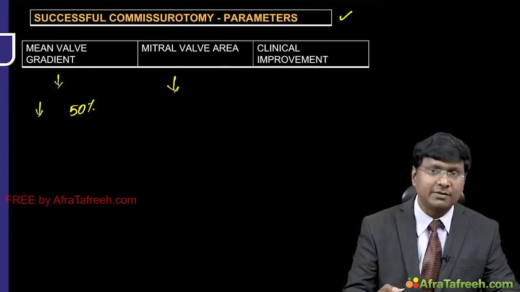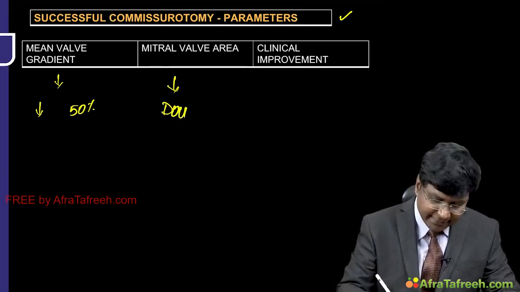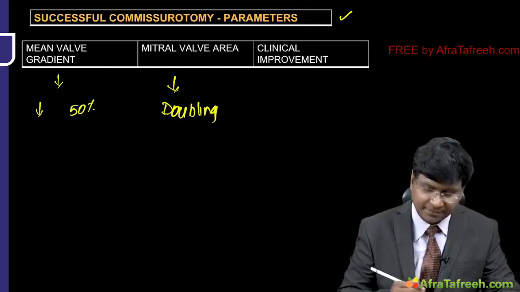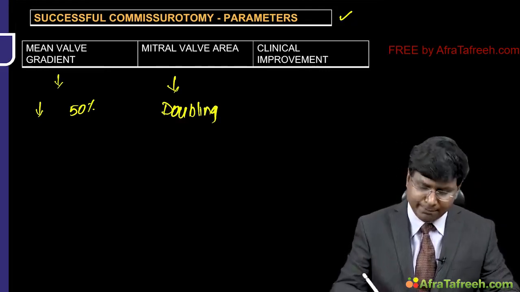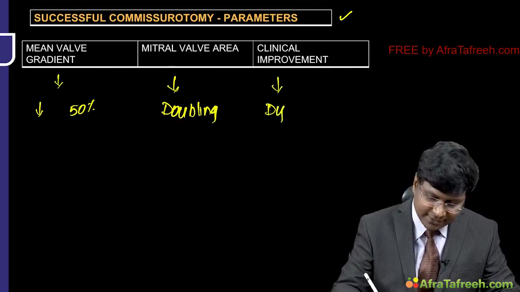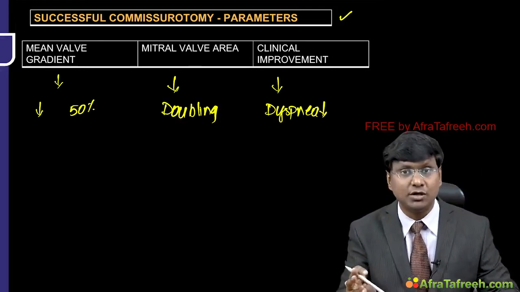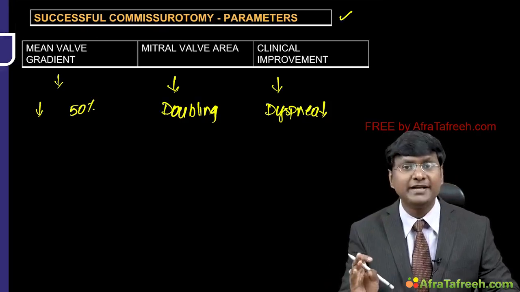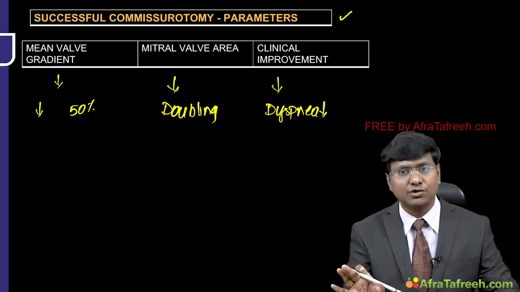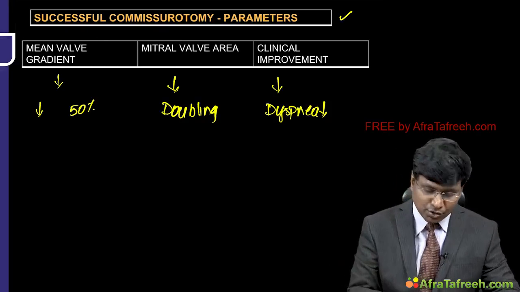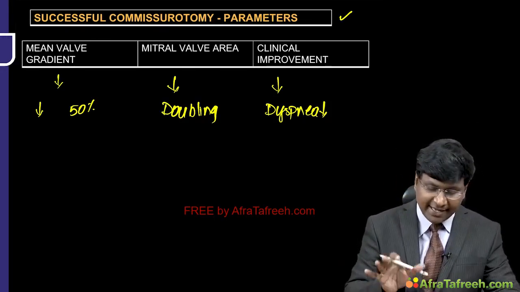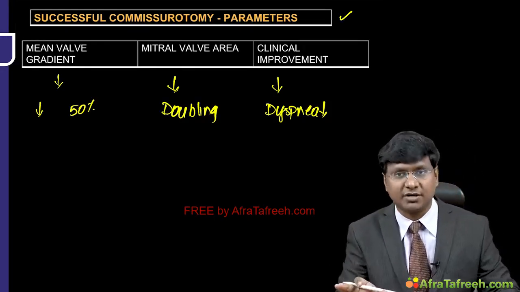And what should happen to the mitral valve area? There should be doubling of the mitral valve area, and there should be clinical improvement. That means the dyspnea or the palpitations, whatever was there, should be completely resolved. So not only clinical improvement, hemodynamic improvement should also be seen. This tells us the individual had a successful commissurotomy.